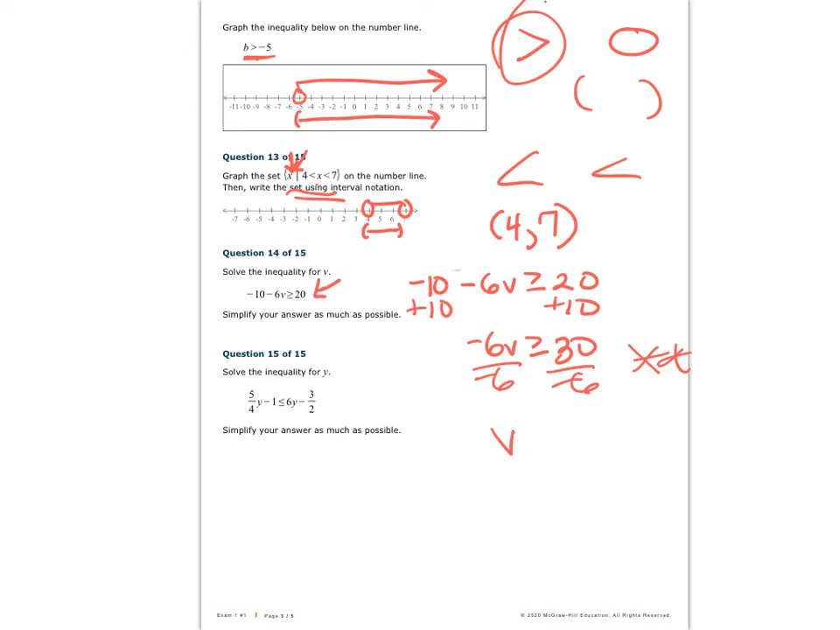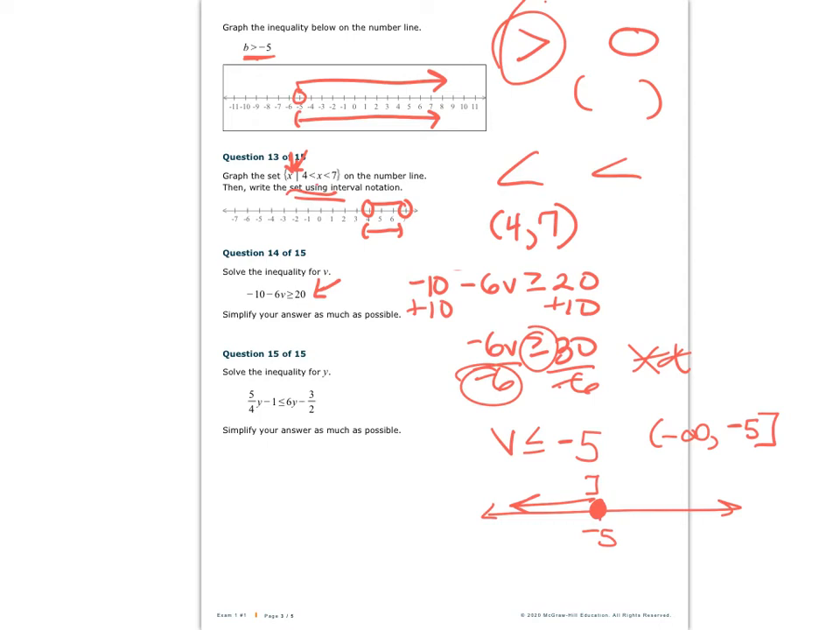Now because you're dividing by a negative, this has to flip. And 30 divided by -6 is -5. What this would look like on a number line, if -5 was here, it'd be a closed circle, and it would be pushing out to the left side, or you would use those hard or rigid brackets. If you're going to write it in interval notation, it would look like this.